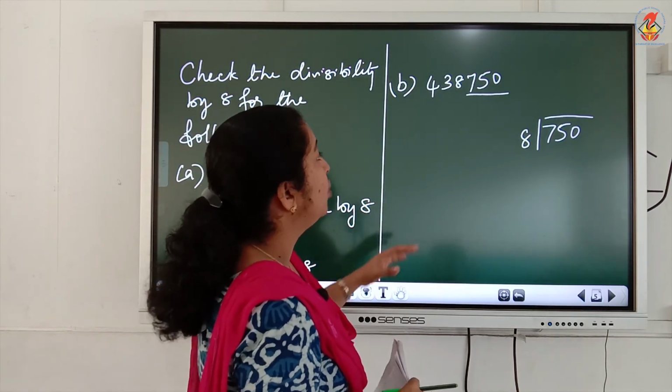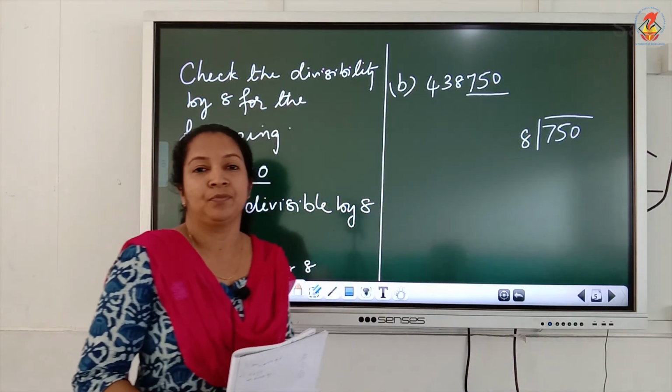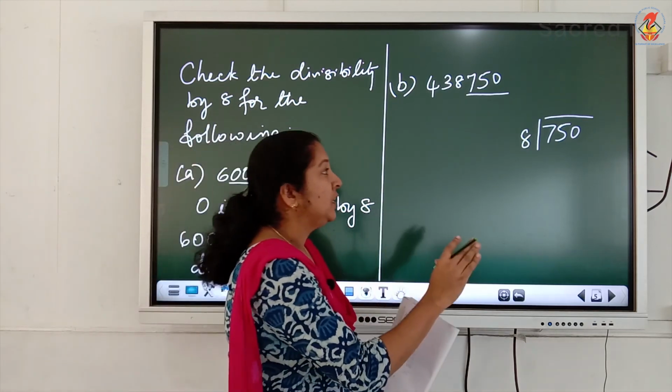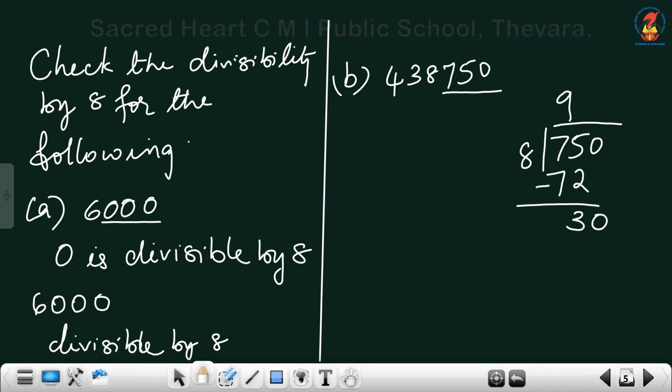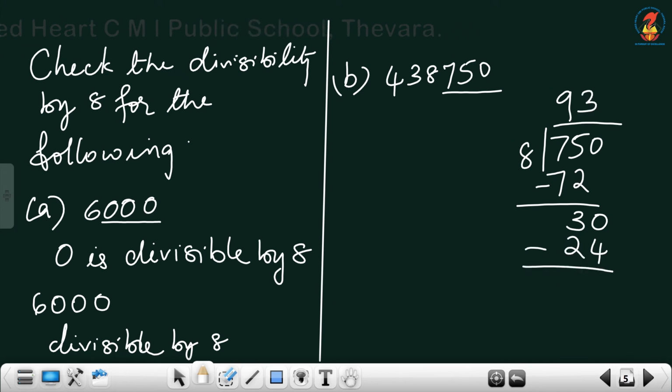Next is this, 438750. We have to take the last 3 digits. It is 750. We have to check whether 750 is divisible by 8 or not. 8 nines are 72. So 30, 24, 6. Remainder is 6. So what we can say, 750 is not divisible by 8.